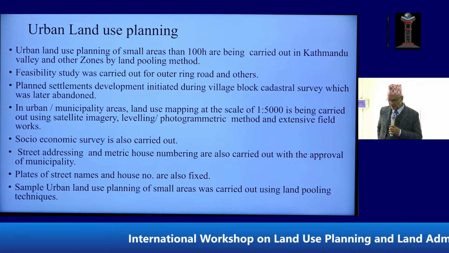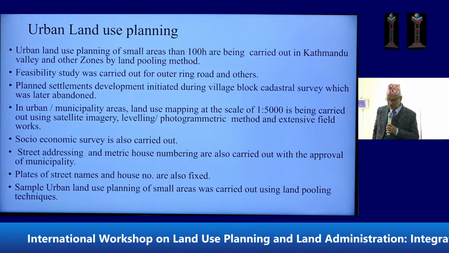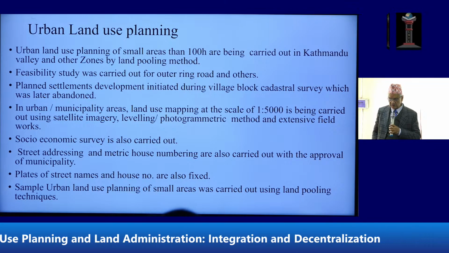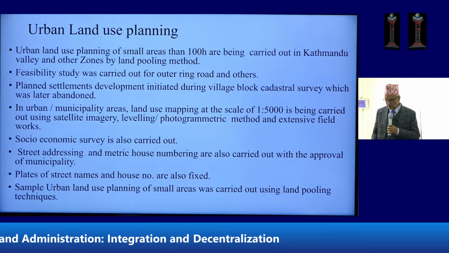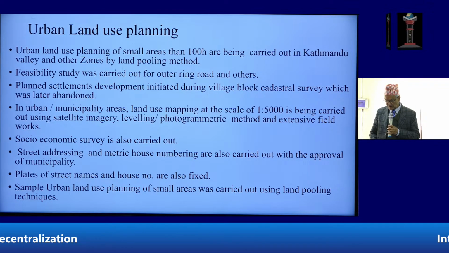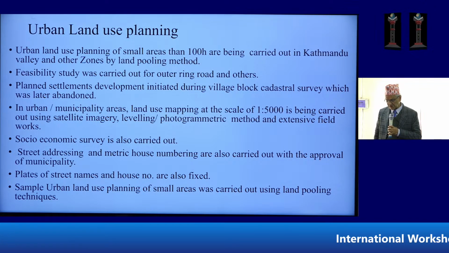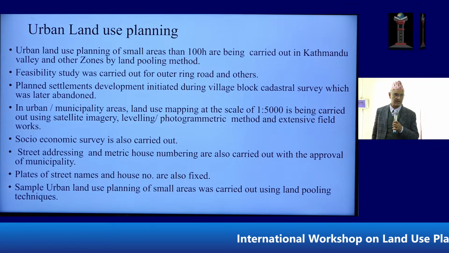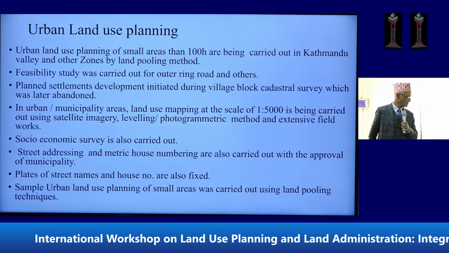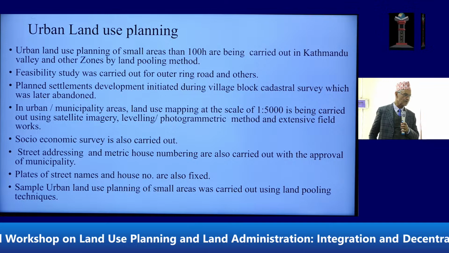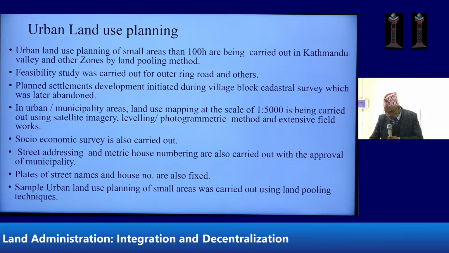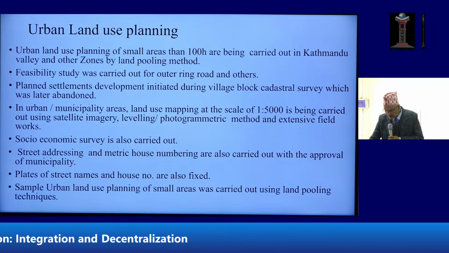So in the urban land use planning, we had a small area plan, and for some areas a feasibility study was also carried out, for the Kathmandu ring road area. It was quite a big area, but implementation was a problem at that time.